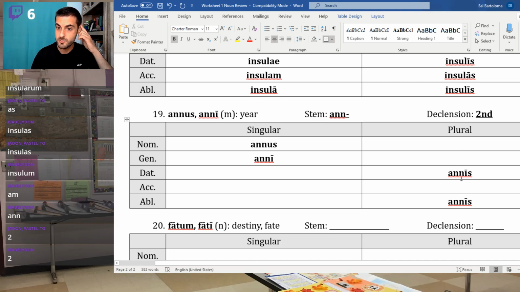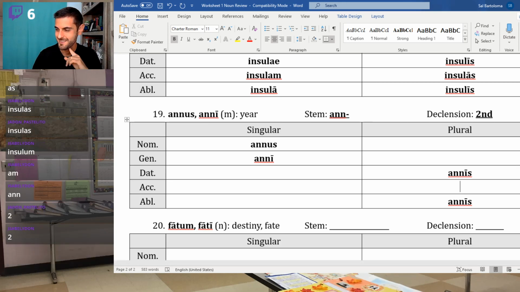I told you that accusative plurals have an S on them. So instead of it being as, which is first declension, what are we going to have for second declension? Instead of as, we're going to have, yeah, anos. And my filtering on Twitch doesn't seem to like this word, but that's okay.